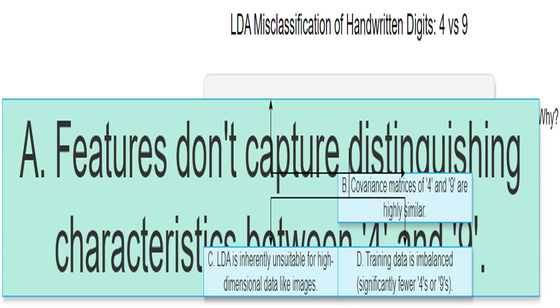One possibility is that the features I'm using to represent the digits aren't good enough to differentiate between 4s and 9s. For example, maybe the features don't capture the presence or absence of a closed loop, a key visual difference between the two digits. This is a plausible explanation.